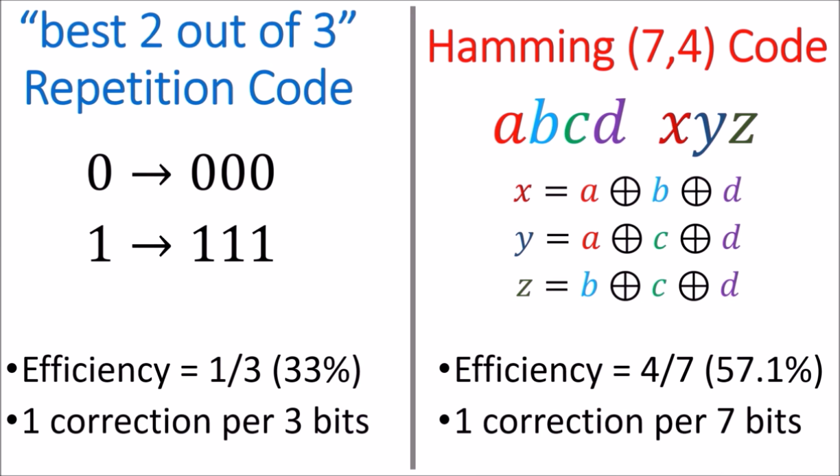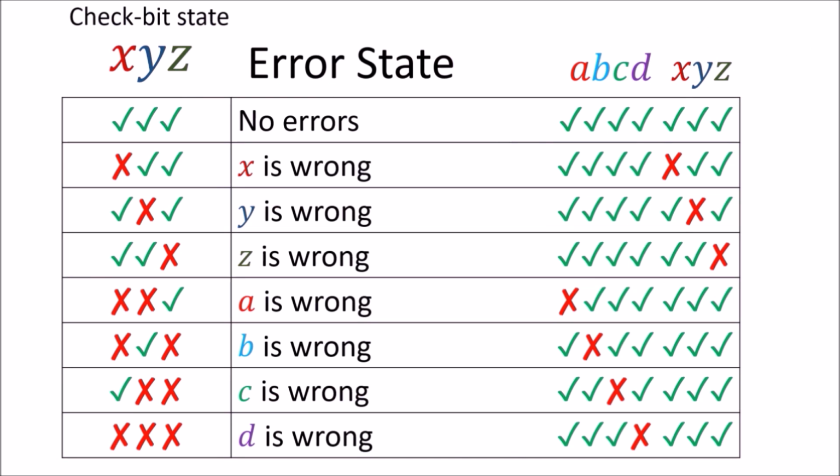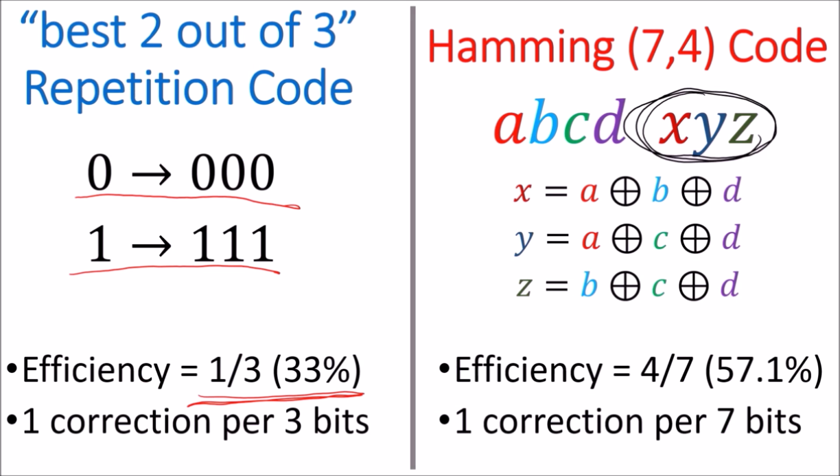So hopefully this video has given you a good introduction to error correction. The naive method of error correction is just repeating the message multiple times, but that's not very efficient. We've seen how the Hamming 7,4 code adds redundant information in the form of 3 check bits, and these 3 check bits can point us to one of 8 possible error states, which tell us how to correct errors in our message. And this clever trick gives us a better data transmission efficiency rate with the ability to correct errors.